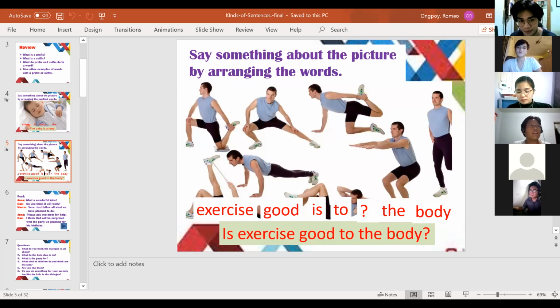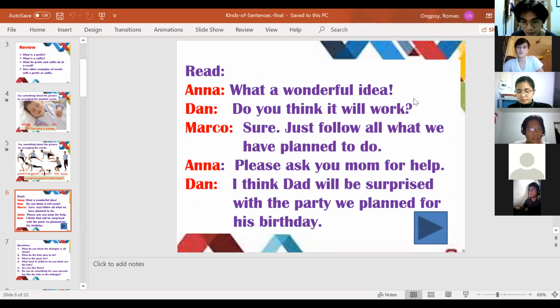So it actually tells you that this is a form of a question, which will lead us to the topic for today, that we will discuss later on. So before that, we will have some readings. Can somebody be Anna? Ma'am Laika, can you be Anna? And Dan, can you be Sirs? And Sir Simon, can you be Dan? Sir Josh, do you mind being Marco? Sure, sir. Okay, so can we start the reading now for this activity?